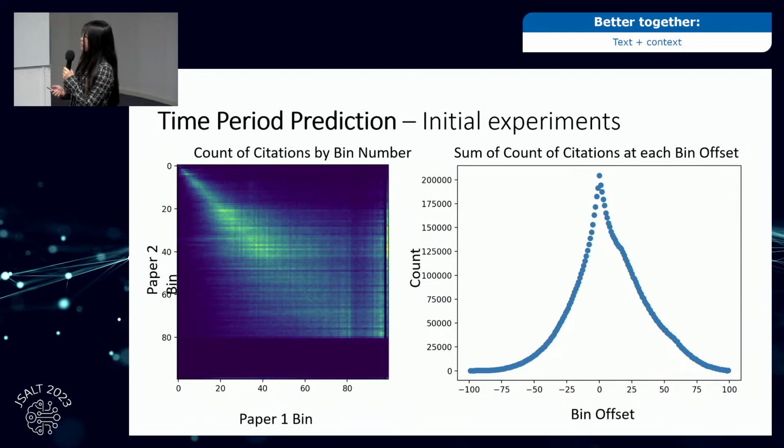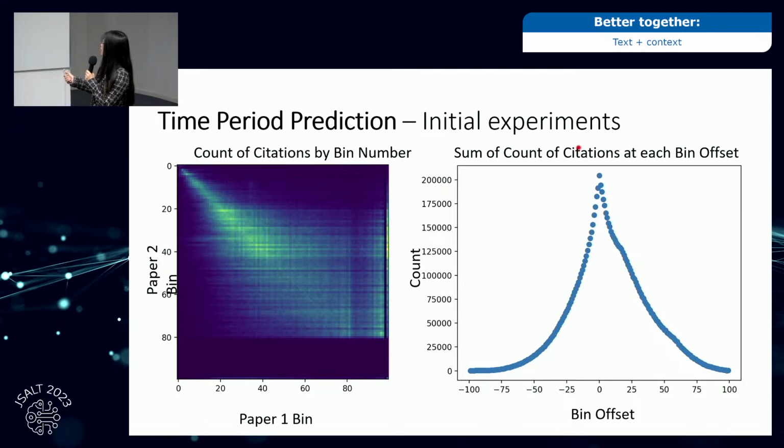After some initial experiments, we can see on the graph to the left a count of pairs of papers, where the x-axis is the bin of the first paper, and the y-axis is the bin of the second paper. We can see that it's much lighter along the main diagonal and fades off as the offset increases. This indicates that papers that are similar to each other tend to be closer in time. And we see something similar with the graph on the right.